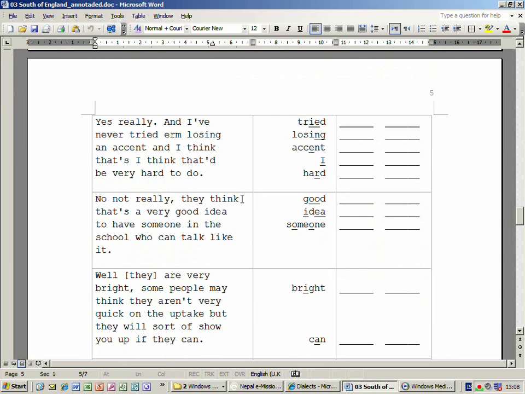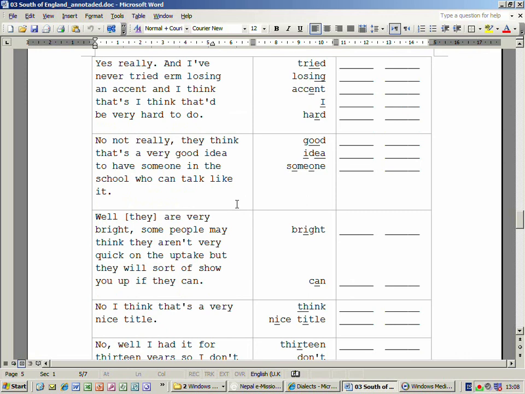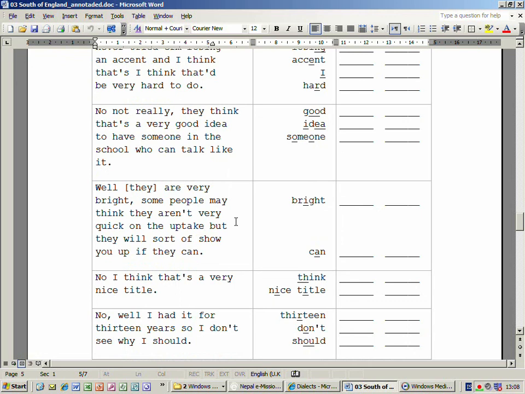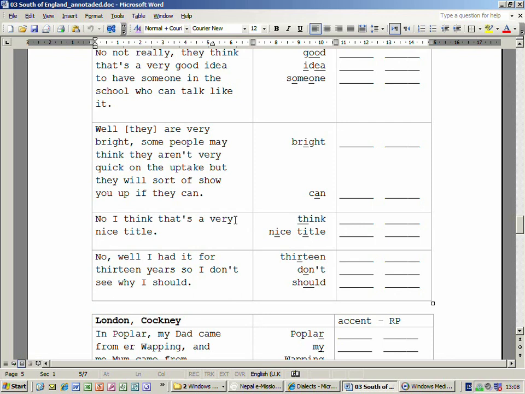I quite agree. But you know, Graham, some people think we Norfolk lads are country yokels. Just how bright do you think Norfolk people are? Well, they're very bright. Some people may think they aren't very quick on the uptake, but they will sort of show you up if they can. So you don't mind being called a Swede basher? No, I think that's a very nice title. Are you going to try to lose your accent? No, well, I had it for 13 years, so I don't see why I should.